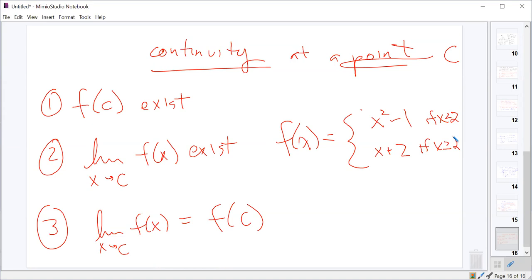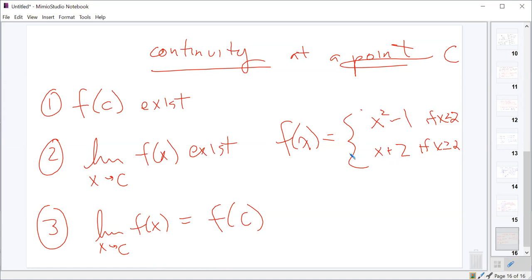You would then need to see if all 3 of these criteria are true to see if this function is continuous at 2. Really you're just seeing, does the value at 2 in this piece match up with the value at 2 in that piece? If it's multiple choice, just plug 2 into this and 2 into this and see if they're the same. If they are, it's continuous at that point. If they're not, then it's not.